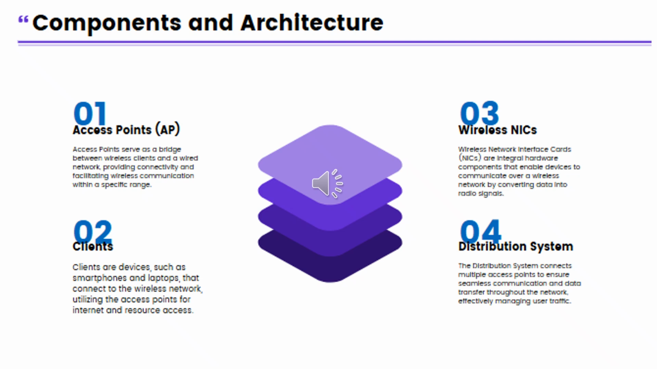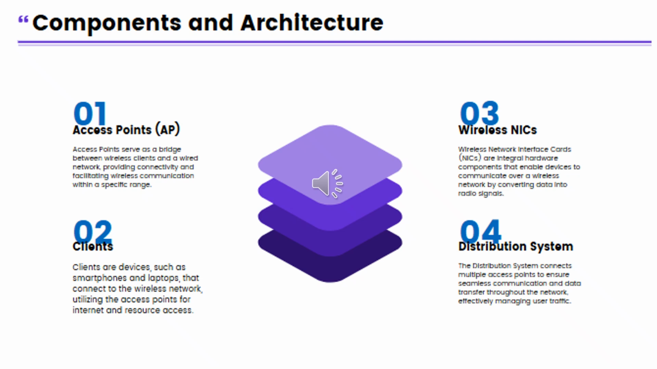Let's now explore the key components and architecture of a wireless local area network. First, we have the access points, which are APs. These act as bridges between wireless clients and the wired network. They manage wireless communication within a defined range and provide internet access to the connected devices. Second are the clients. These include devices like smartphones, laptops, and tablets that connect to the wireless network using an access point to access online resources and services.